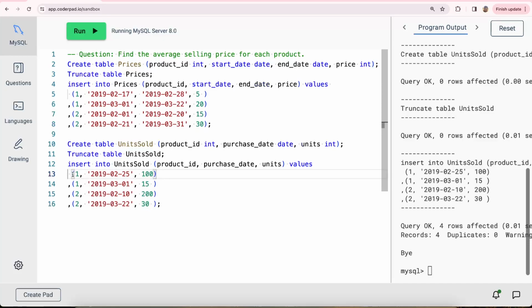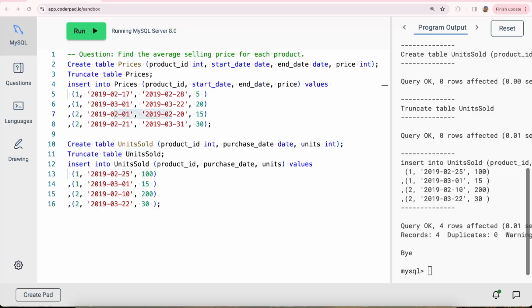If you want to get the overall purchase amount or the sale amount, then for every product you take the units multiplied by the item price for the particular date interval, and then you can aggregate it.